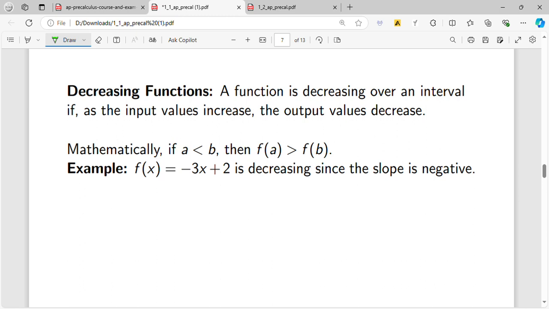So the decreasing functions often look like this, right? So you can see that if we label a and b over here, obviously a is less than b, but f of a is greater than f of b, right? So for example, minus 3x plus 2 is a decreasing function.